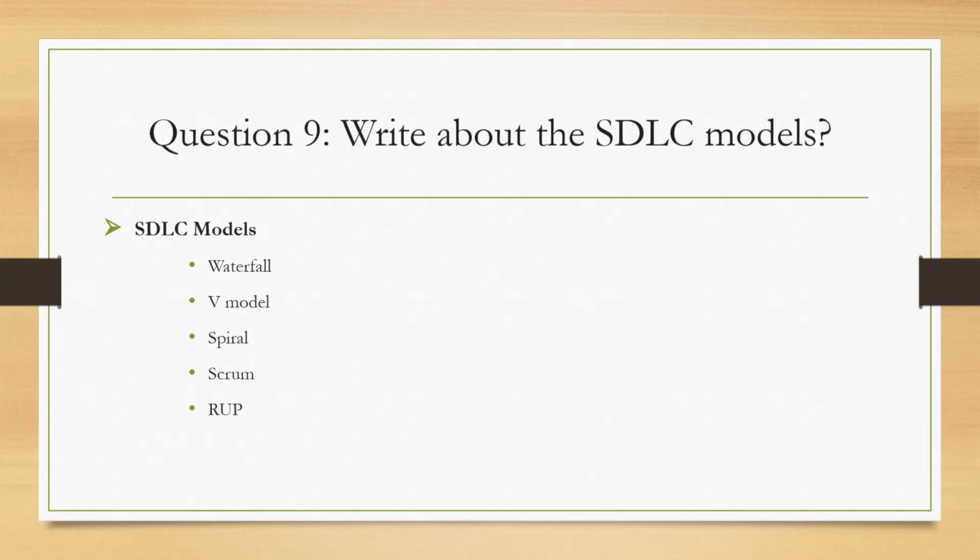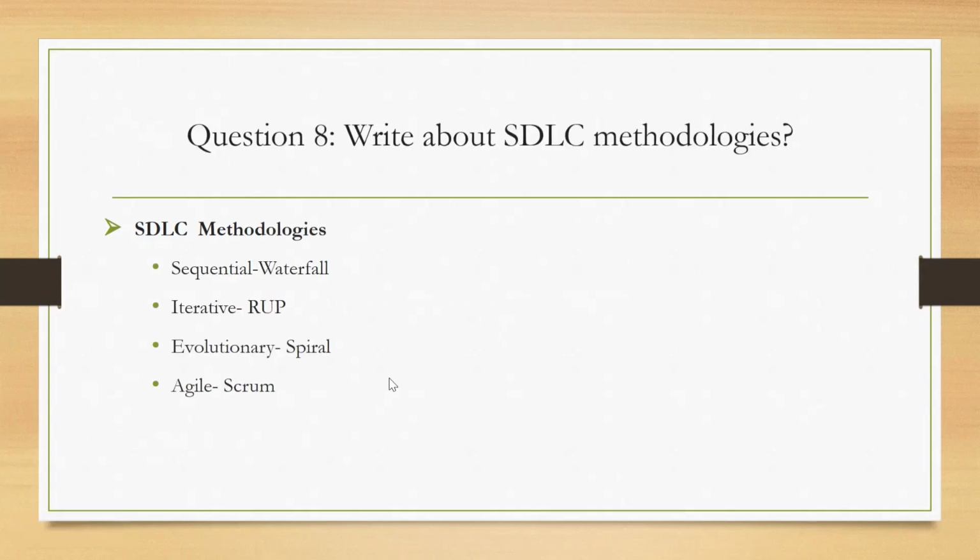Okay, so in this way, you need to mention about SDLC, and in general, you need to write down about models and methodologies. So actually, this eighth question is about methodologies. So you need to mention the methodologies of SDLC. There are four methodologies: sequential, iterative, evolutionary, and agile. For each methodology, there will be a model. For example, for sequential, we have waterfall and V model, for iterative, we have RUP, for evolutionary, we have spiral, and for agile, we have Scrum. So you need to mention each and everything in general. What sequential means, what iterative means, what evolutionary is, and what agile is.